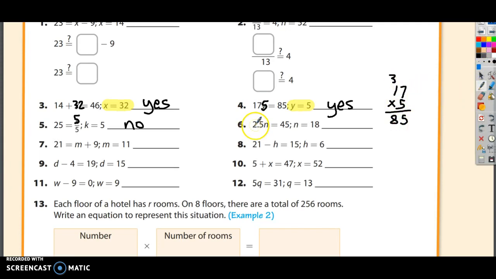Number 6 is 2.5 times n is equal to 45, and then they're telling us that n is equal to 18. So I'm going to take n out and replace it with 18. In other words, I need to do 2.5 times 18. And if I get 45, I'm going to write yes, and if I don't get 45, I have to write no. 8 times 5 is 40.